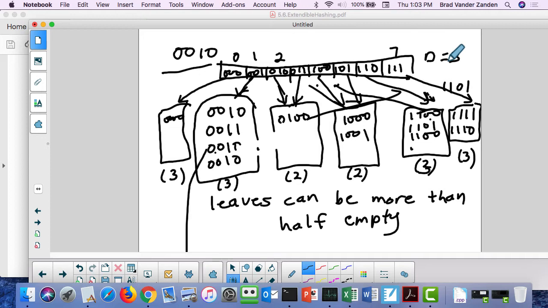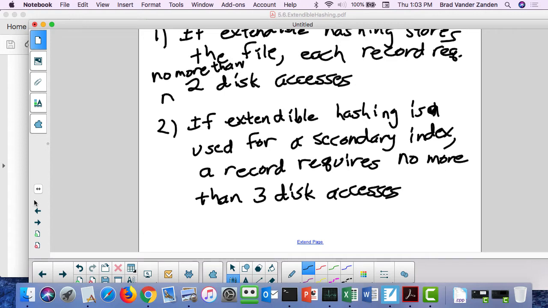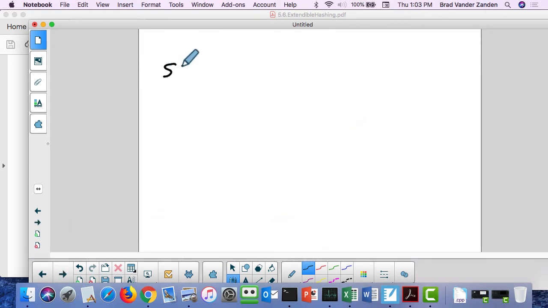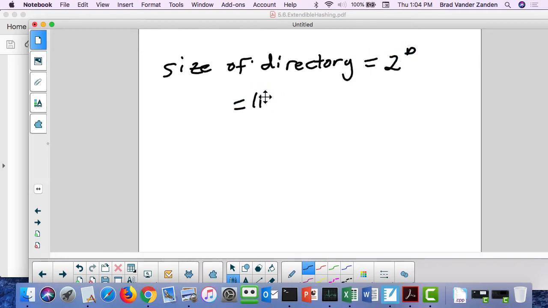So the problem is, this directory could get huge because every time I double it, the size of the directory, where D is the leading number of bits, equals 2 to the D, and that's equal to the number of children. So the problem is, for those of you who are familiar with exponential growth, this directory could get exponentially large. So the scheme is only going to work in practice if the directory does not get exponentially large. Okay? It turns out in practice it does not.